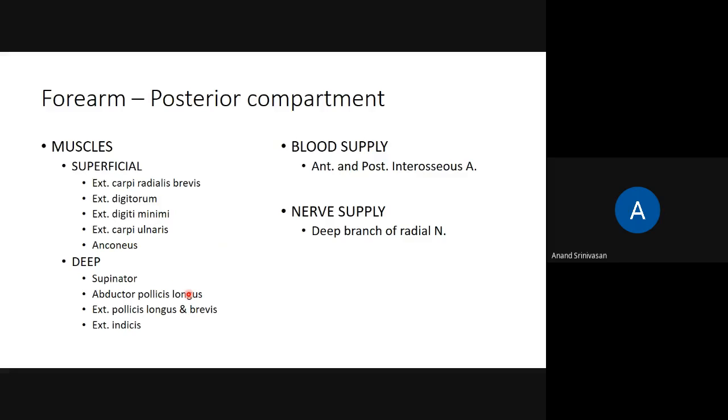Then the thumb has got its own extensors, extensor pollicis longus and brevis, and abductor. Extensor is, this is flexion, this is extension. Abduction, adduction. So abductor pollicis longus, and brevis, but brevis I have not included because it's not a forearm muscle.